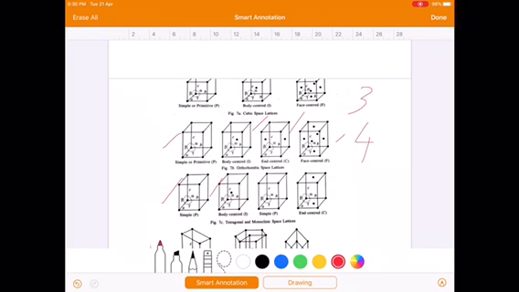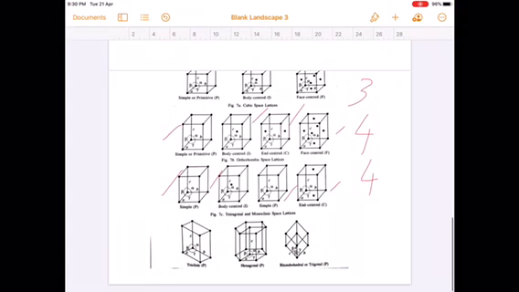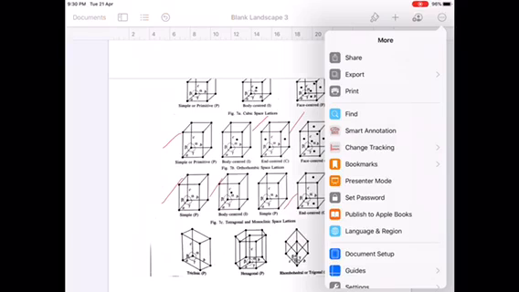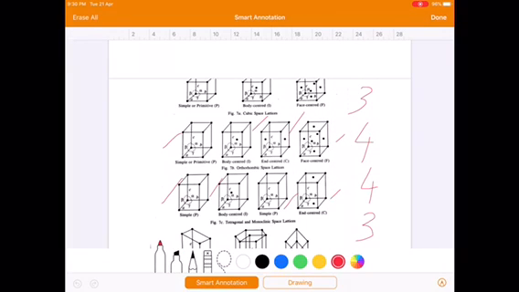Monoclinic, again primitive and end centered, so total 4. And lastly, triclinic, hexagonal and rhombohedral, only the primitive ones are possible, so 3. So now the total comes to 14. So this is how you have the 14 crystal lattices, or the Bravais lattices, that we mentioned in the last class.